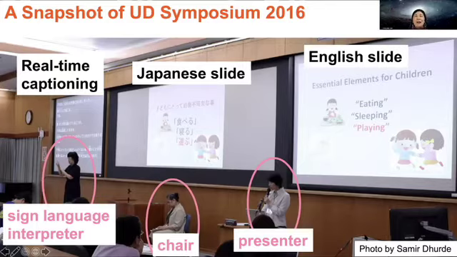On the right side, you see the presenter. In the middle, you see the chairperson. She is blind. Sometimes people with disability led sessions. On the left, you see the Japanese Sign Language interpreter. On her back, you see real-time captioning with white sans-serif letters and black background.